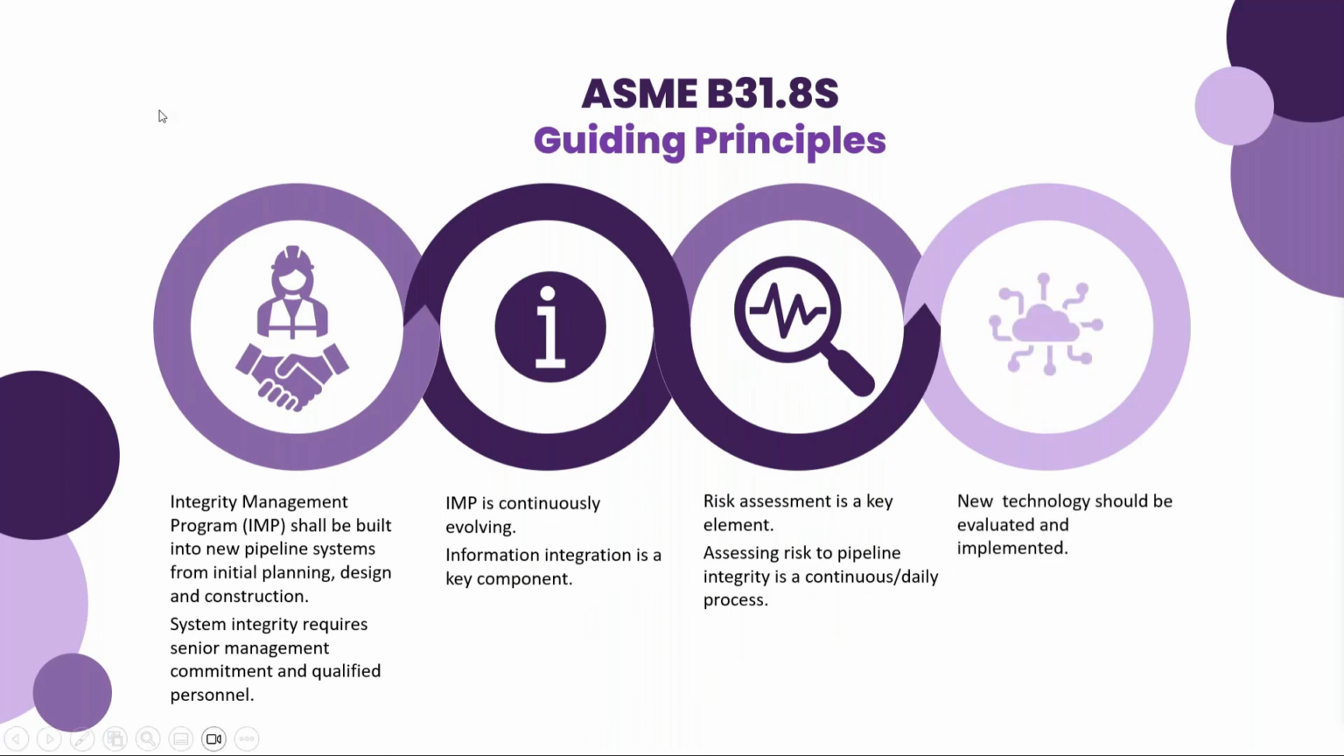Okay, so we've got guiding principles. The plan shall be built into new pipeline systems. That includes the planning, design, and construction. It's too late if it wasn't included. In other words, feedback needs to come back from the field. Are we using the right coatings? I know one company is trying something different. They're using a two-layer coating now instead of just plain FBE.